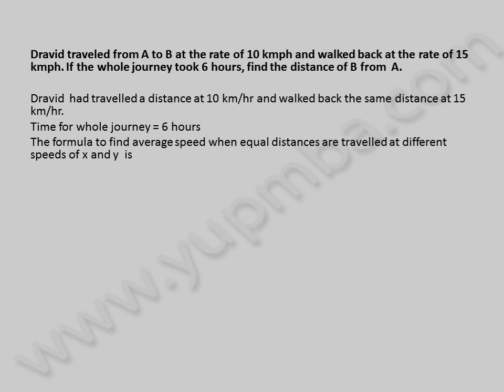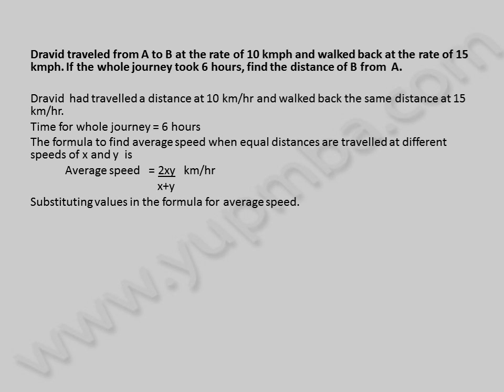The formula to find average speed when equal distances are traveled at different speeds of x and y is: average speed is equal to 2xy by x plus y kilometers per hour. Substituting values in the formula for average speed, average speed is equal to 2 into 10 into 15 by 10 plus 15 kilometers per hour, which is equal to 300 by 25 kilometers per hour, which is equal to 12 kilometers per hour.